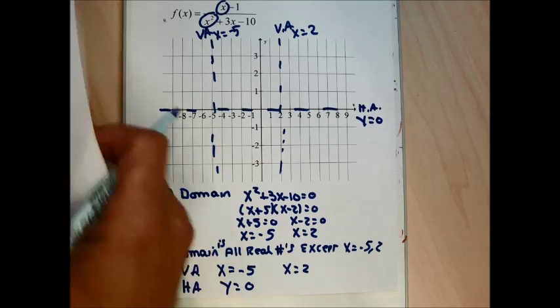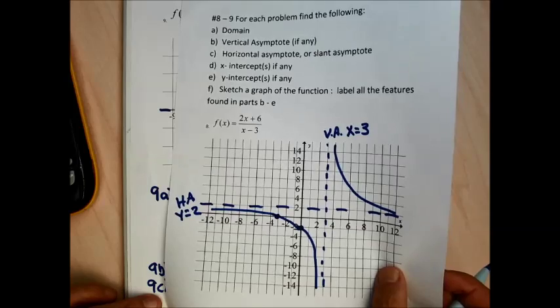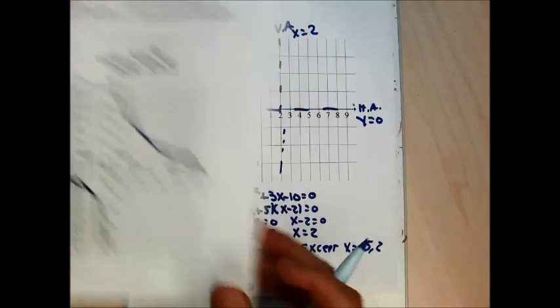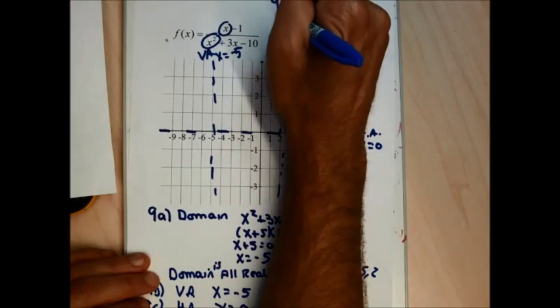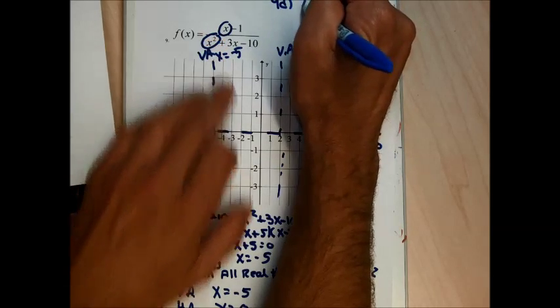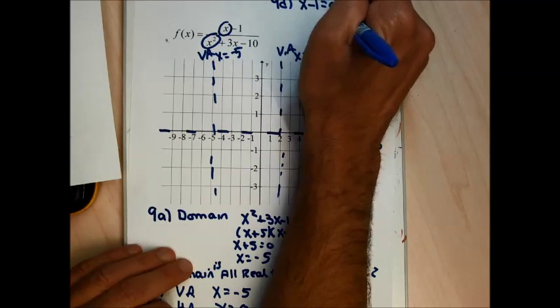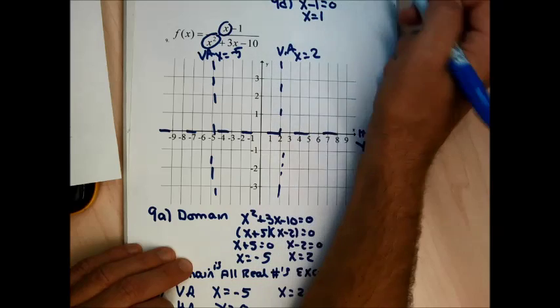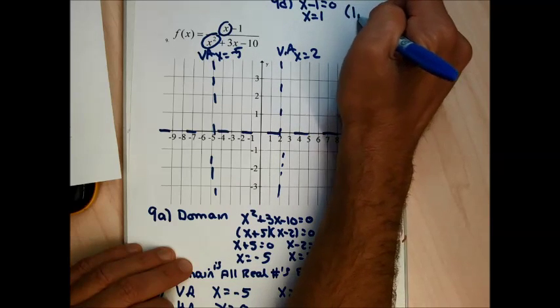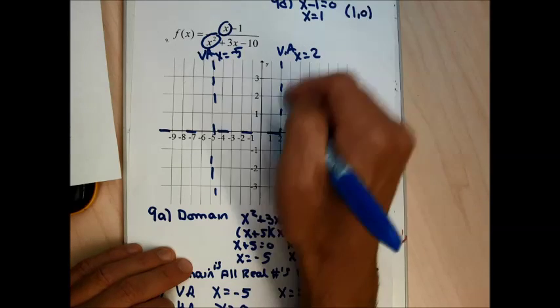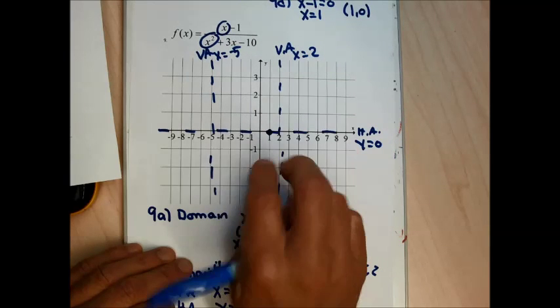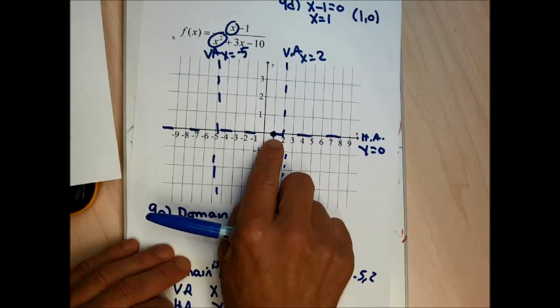Alright, so now I'm moving on to finding the x-intercepts in part D, then the y-intercepts in part E. For part D of number 9, to do the x-intercepts, I'm just going to take the numerator and set it equal to 0. That's going to give me x equal to 1. My answer to part D should be the point (1, 0). It's right on a horizontal asymptote. It's okay to cross a horizontal asymptote, but you usually would cross it by the origin.